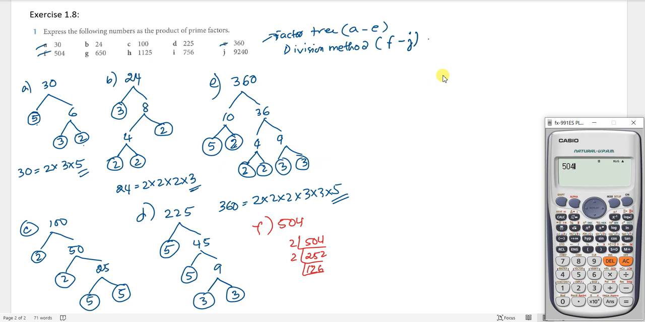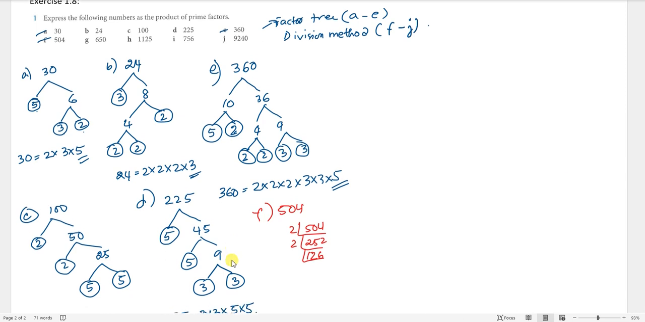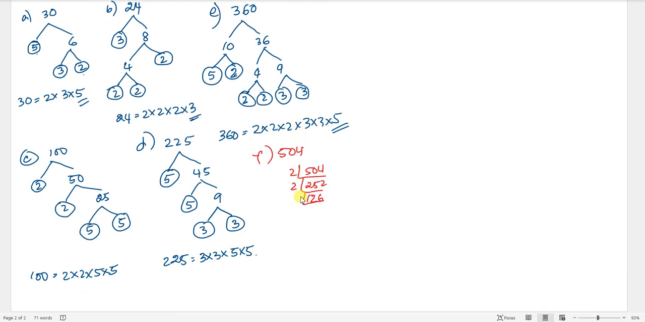So let's say 504 divided by 2. Then we have 252. 252 divided by 2. We have 126. I'm just not showing you the calculation part. It's easy, just use your calculator. Okay, then again we can divide this by 2. We have 63. We use 3. We have 21. It is 3 again. 3 7s are 21. So that's it. At the end, whenever you get a prime number, that's the end. You can extend one more step, but that is not necessary.